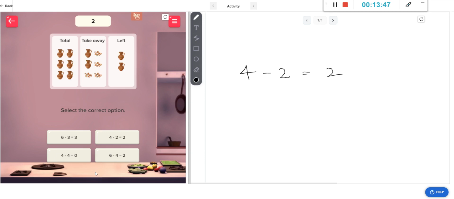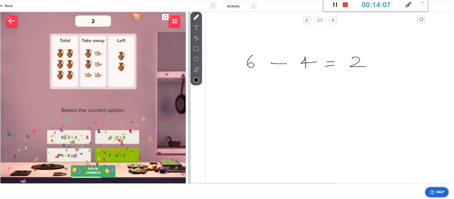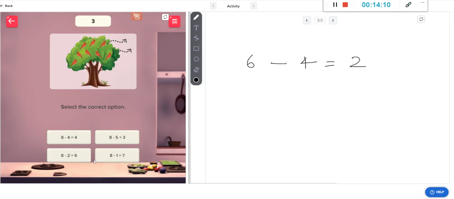It says total. How many do you have? 1, 2, 3, 4, 5, 6. So I write a 6. I take away how many? 1, 2, 3 and 4 because 4 are broken, right? How many am I left with? 1 and 2. So which subtraction statement would you pick? 6 minus 4 equals 2. Awesome work, you guys. Let's try the third one.